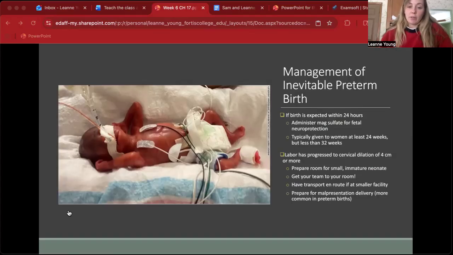If labor has progressed to a cervical dilation of 4 centimeters or more, we need to prepare our room for a small, immature neonate. Get your team to your room. Get the respiratory therapist. Get your pediatrician. Get your NICU team. Get your squad there if you're at a smaller hospital. Anybody that you can get in the hospital to help you prepare for the delivery of this baby, they need to be there, okay?